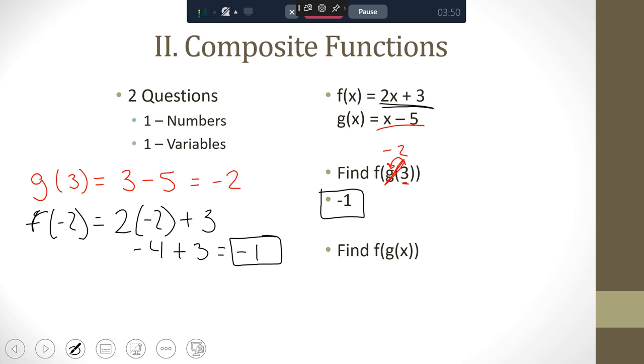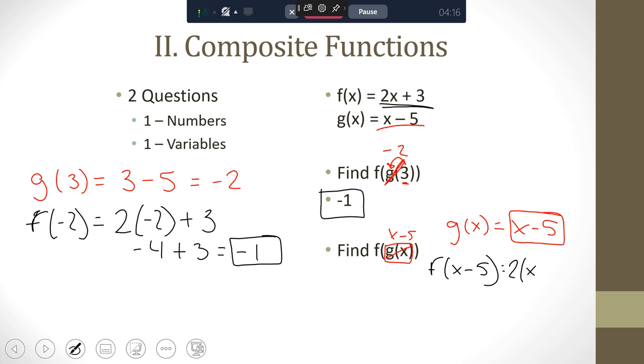If we are substituting in a variable, we are going to rewrite the first problem. So I have G of x equals x minus 5. Well, now x minus 5 is what's going to go into the x problem. So I'm going to look at my F problem, and instead of an x, I'm going to put an x minus 5. So I have 2, and then instead of an x, I'm going to put an x minus 5. And we still have our plus 3. So what do I need to do to simplify this? Distribute. So 2 times x is 2x. 2 times -5 is -10 plus 3.